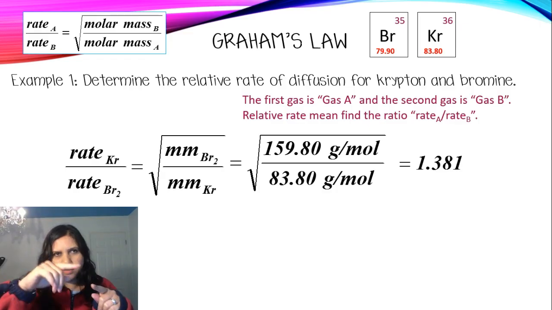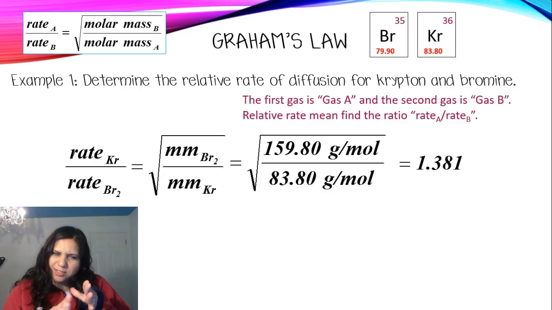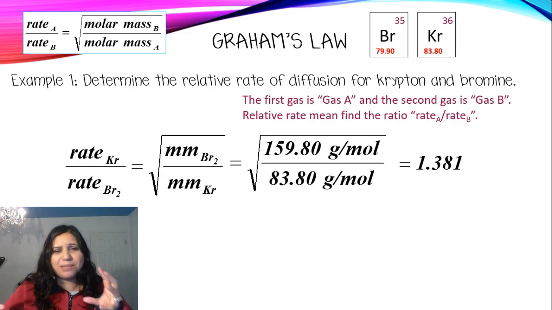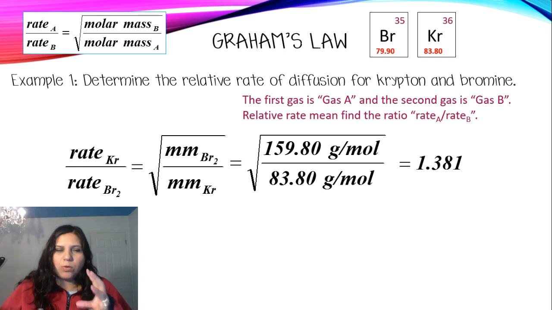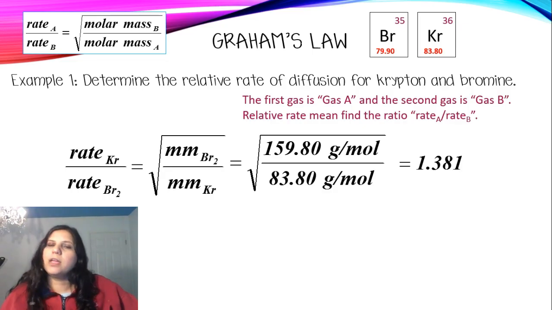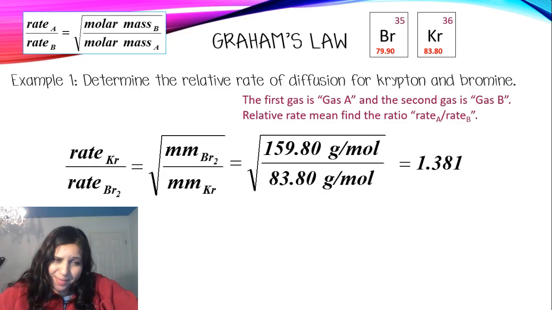I like to add parentheses to say 159.80 divided by 83.80, or do that part first and then hit the square root of that answer. All right, so 1.381. The rates are not going to have any units, so just leave them unitless. And we're going to explain what 1.381 means.